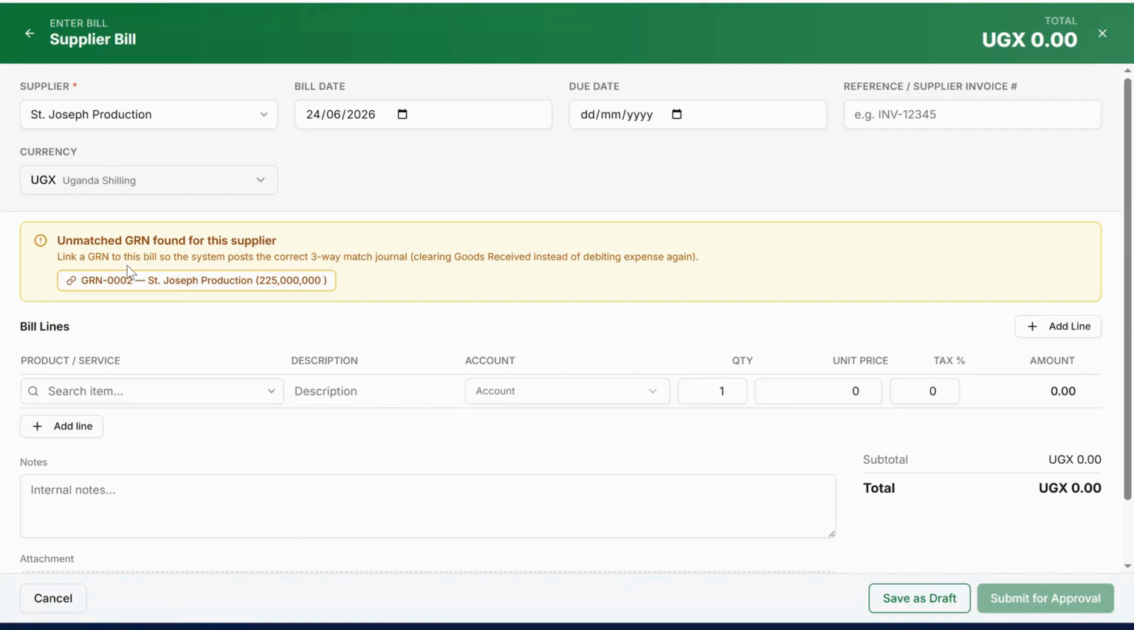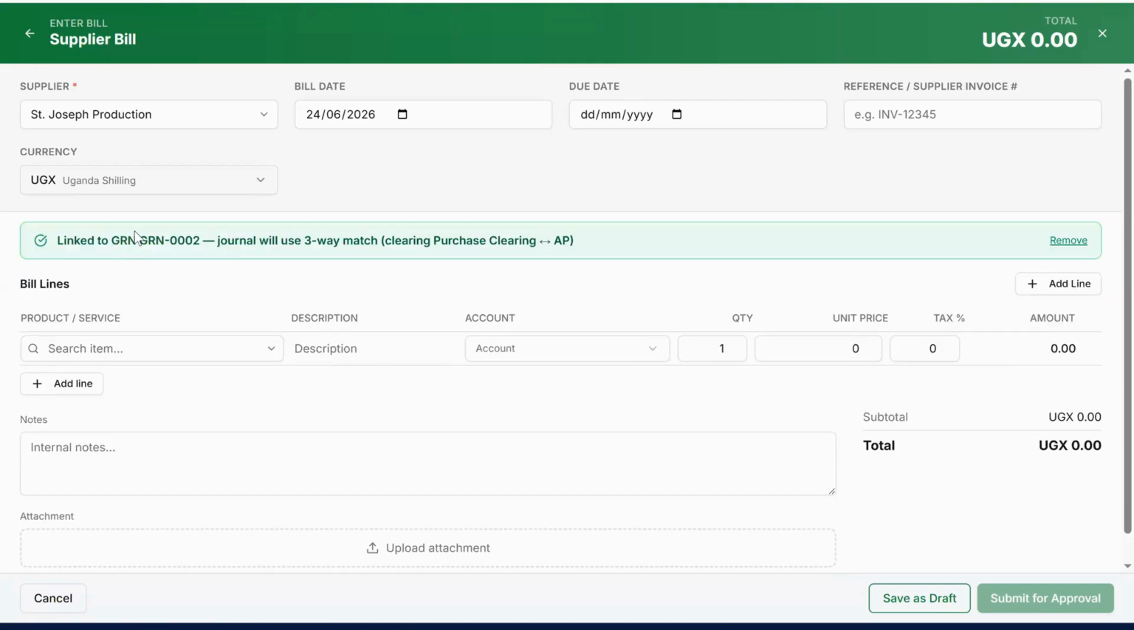Remember, the bill I'm entering must be matched with the GRN that we entered in session number 1. So if the company doesn't have a GRN, then you just enter the bill straight away, no problem. But if the company is using the GRN procedure and system, which is the proper way of doing accounting, you need to match your bill with the GRN already entered. So I'm going to click on this GRN to confirm that indeed I want this bill to be linked to the GRN, so that the system can do what we call a three-way matching of that transaction.